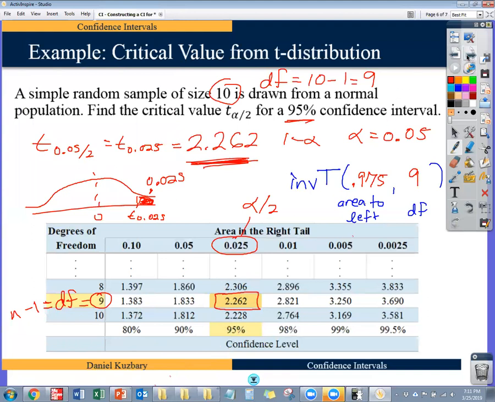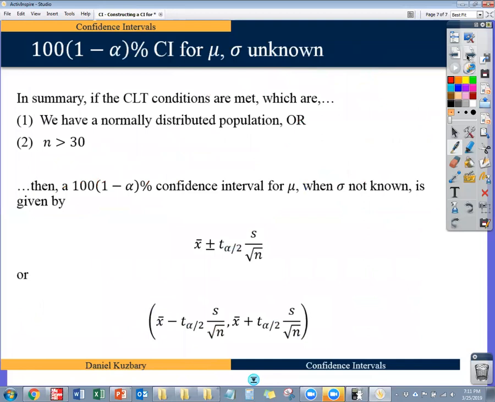Okay, so now that we can find critical values, I can give you how to find a confidence interval for mu when you don't know what sigma is. So this is the whole spiel. If the CLT conditions are met, which are we have a normally distributed population or n is greater than 30, then a 100 times 1 minus alpha percent confidence interval for mu when sigma is not known is given by this formula here. So we're going to take x bar as your point estimate.